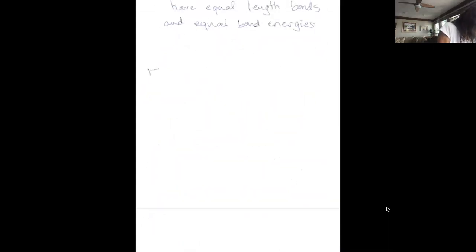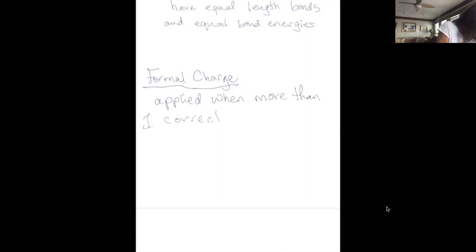Now let's look at another concept, and this is the concept of formal charge. Okay? Formal charge. And when do we apply the concept of formal charge? Now listen to me. Okay. I'm going to write applied when, so go ahead and start writing that. Applied when there's more than one correct Lewis diagram. Applied when more than one correct Lewis diagram can be drawn.